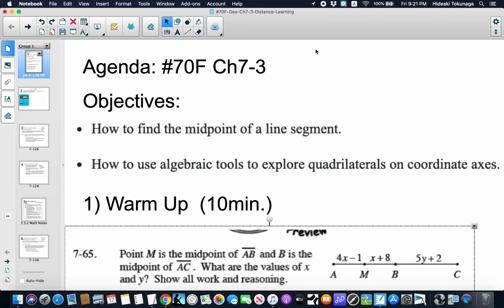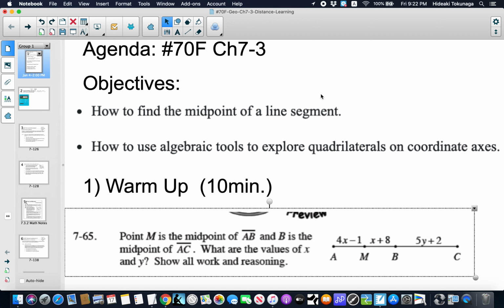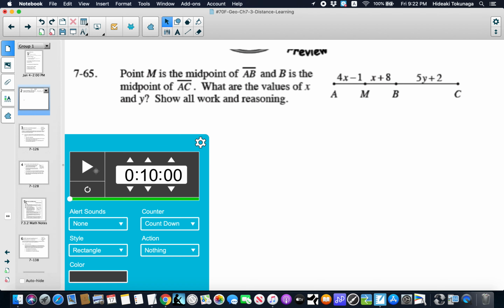Okay, so the warm-up I give you from the last section, this is 7-65, which is from chapter 7-2. I give you a couple of minutes to take a look, and I will start solving, and maybe then you have 10 minutes to solve. So let's see the timer here.